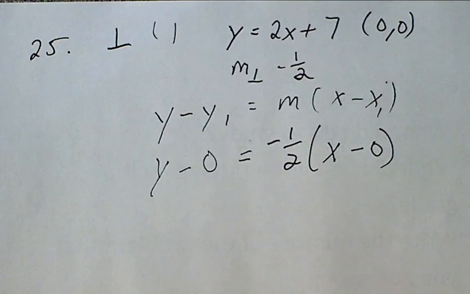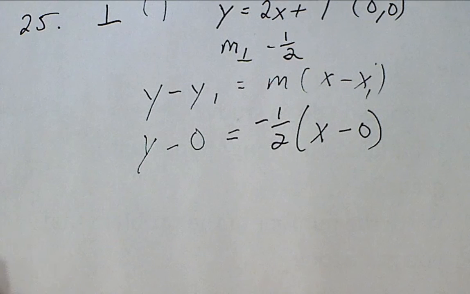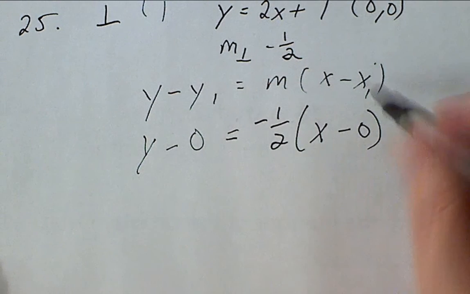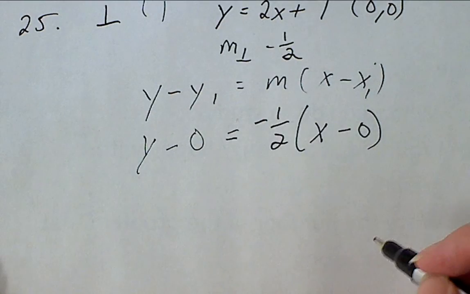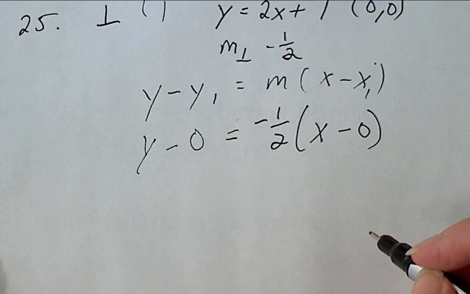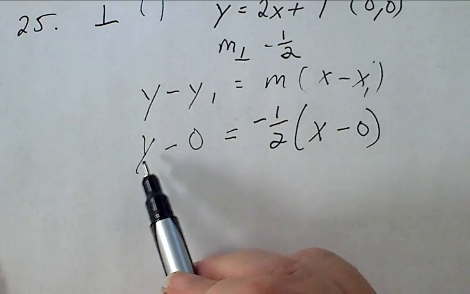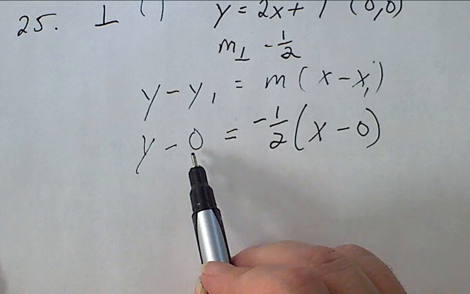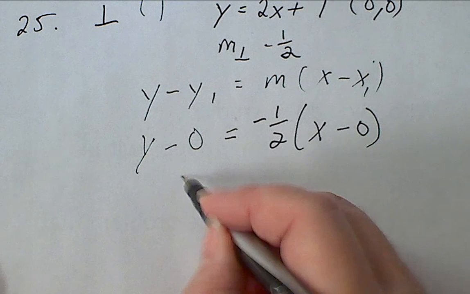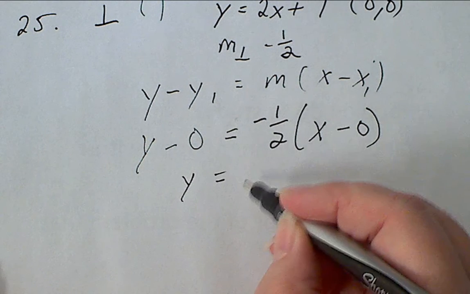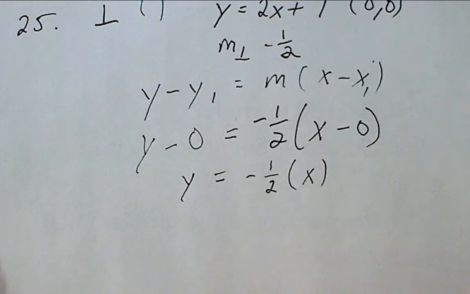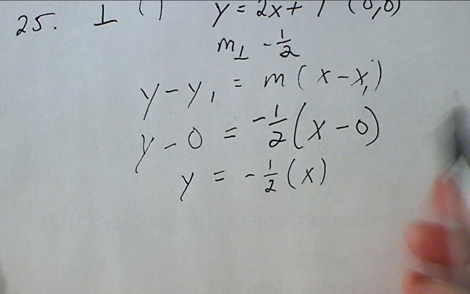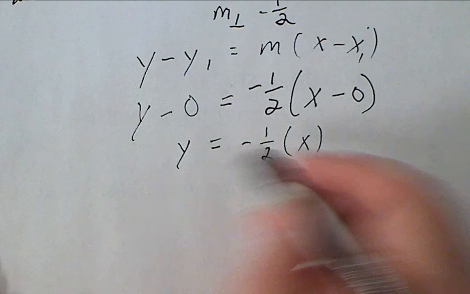So I'm going to distribute. Can I clean up this right here? Does x minus 0, what is that? X. So let's clean up for a little bit. So we have y minus 0 is y equals, and then we have negative 1/2, and we know that this is just plain old x, because x minus 0 is x. I multiply these together, I get y equals negative 1/2 x.